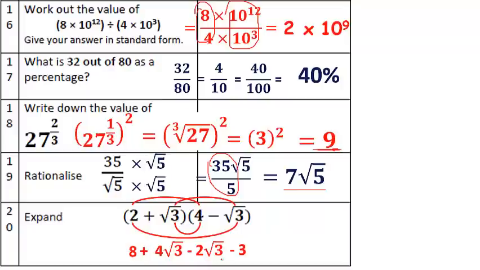And that is most of the hard work done. You need to combine the 2 in the middle. Yeah? So I have positive 4 root 3 take away 2 root 3, and 8 take away 3. 8 take away 3 is 5, and positive 4 root 3 take away 2 root 3 is positive 2 root 3. Okay. You might need to rewind this and go through this again. If you need to pause it at any stage, do so and go back.